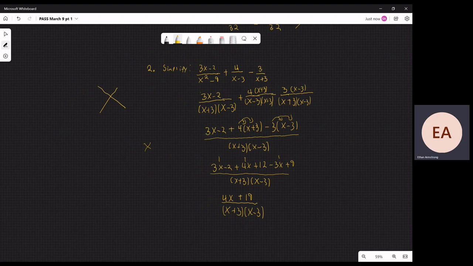And then in most cases, that would be a good final answer. Some teachers would like you to simplify the bottom. So x plus 3 times x minus 3, that was our difference of squares. So that'll give us x squared minus 9 for our final answer.